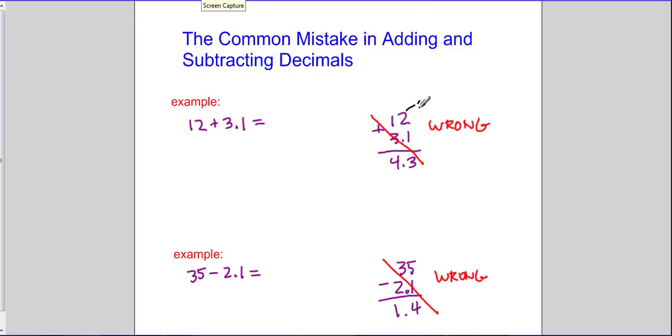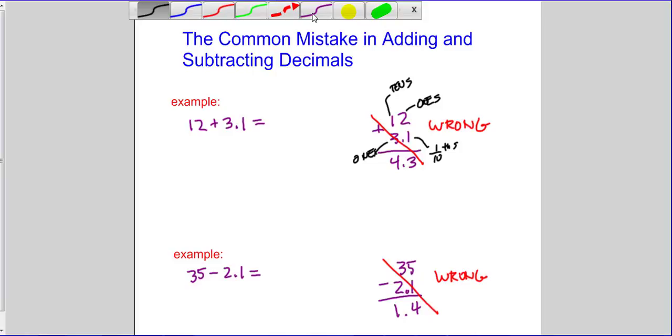This 2 is a ones digit and the 3 is a ones digit. But in fact you're adding the 3 with a 1 in the tens place, and you're adding the 2 with a 1 which is in the 1/10ths place. And this is incorrect. You have to add ones with ones, tens with tens, hundreds with hundreds, etc.